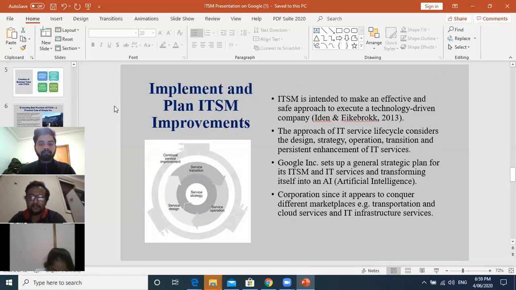Google sets up a general strategic plan for its ITSM and IT services and is transforming itself into an artificial intelligence corporation since it appears to conquer different marketplaces, for example transportation and cloud service and IT infrastructure services.